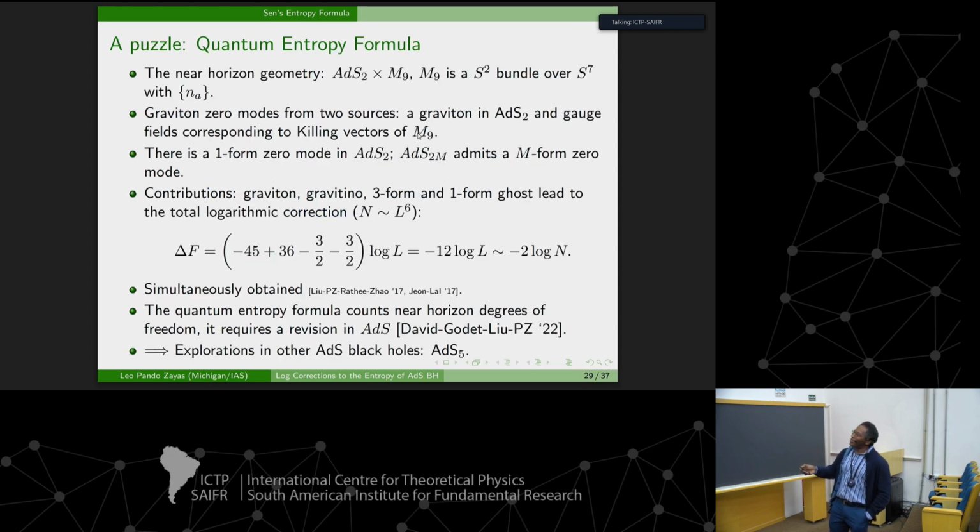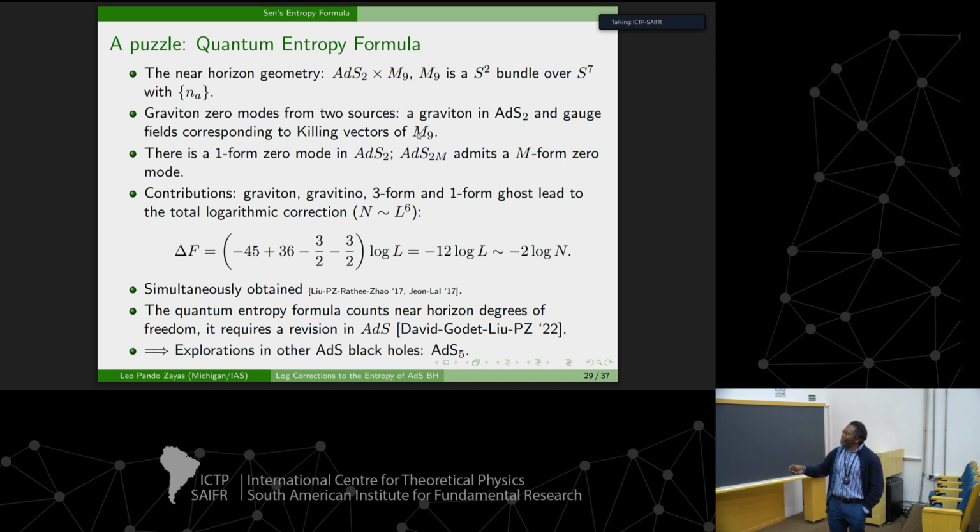So here's the computation. It's a little bit complicated, but I can maybe very briefly mention the key points. If I go to the near horizon, these are going to be AdS2 times M9, and M9 would be some S2 bundle over S7. But you have all the information to do the computation. In AdS2, you have, of course, graviton zero modes, fermion zero modes. It's a lot more complicated, and here's the list of all the modes and how they contribute. And the answer does not agree with the field theory answer, all right?